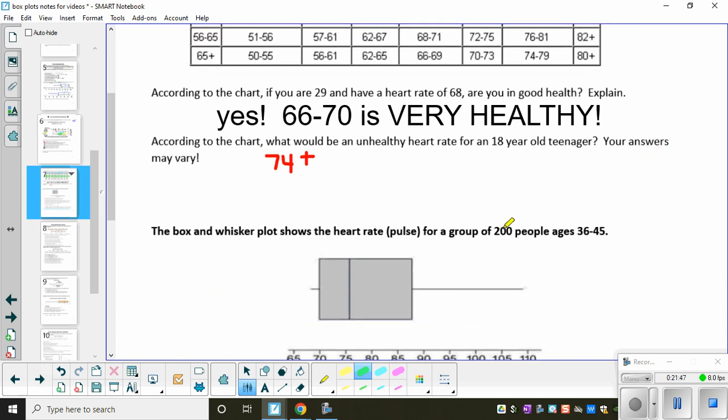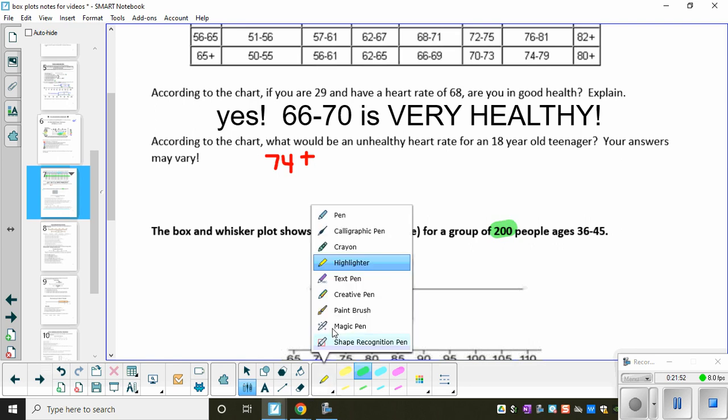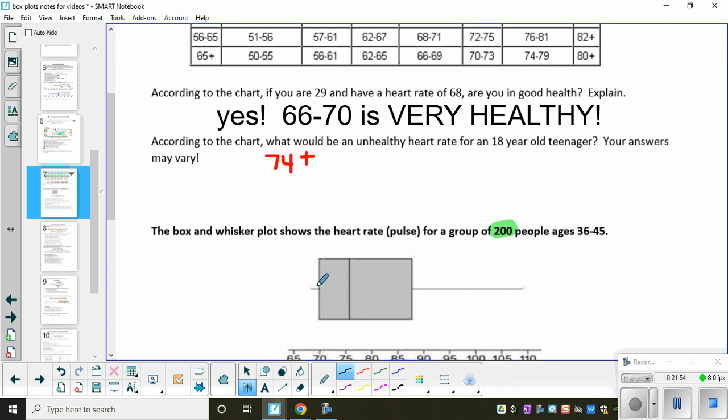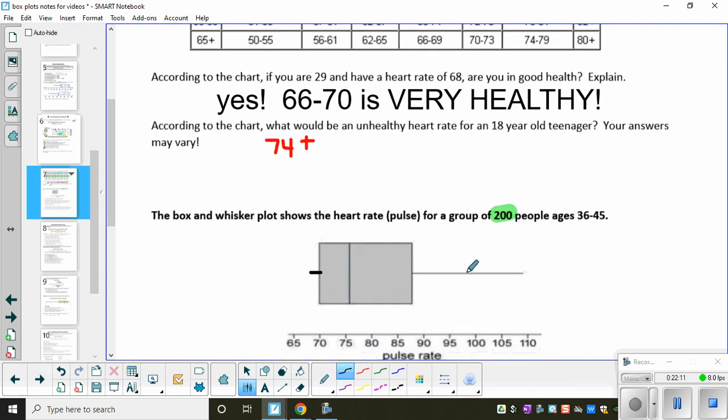It also says here that we have a group of 200 people represented in the plot. So the first thing that I want to point out to you is that in each of these 4 sections, we're going to have 200 divided by 4 people, which is 50 people. So there's 50 people who have a heart rate from here to here. There's 50 people who have a heart rate from here to here. There's 50 represented in this chunk and another 50 people here, because 50, 100, 150, 200 would be everybody in the data set. Okay. All right.